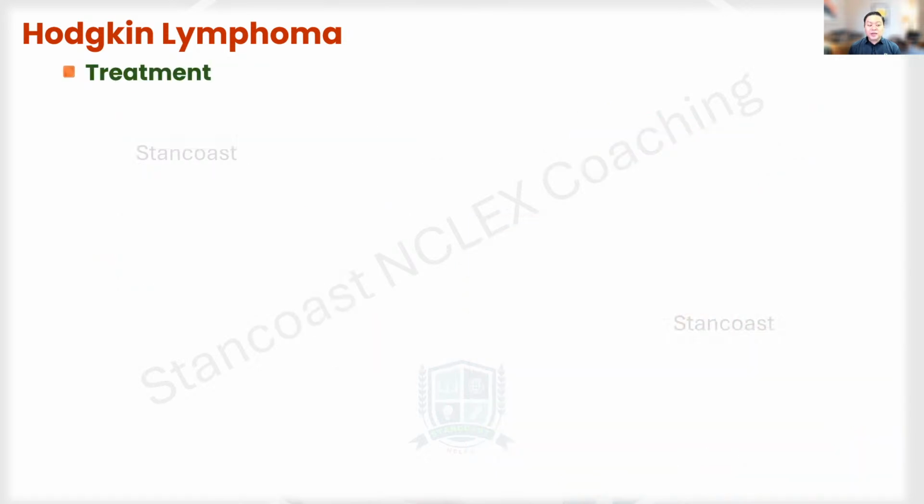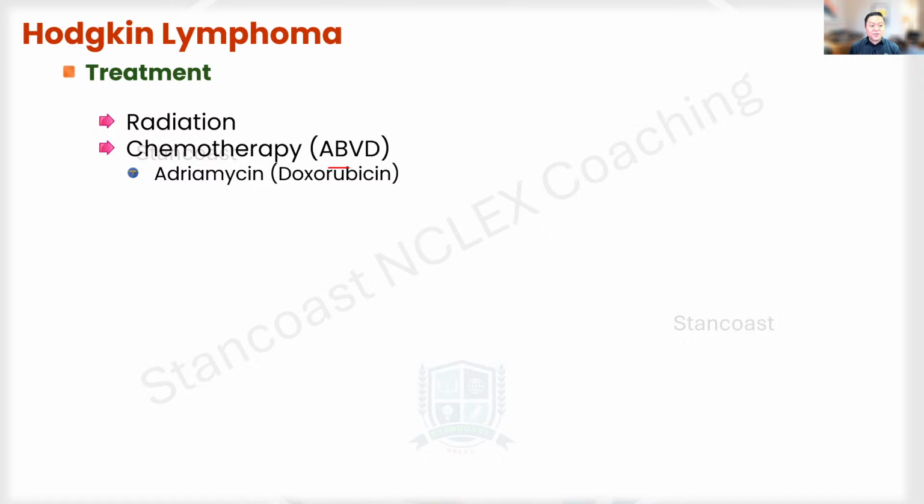Now, we're going to talk about the different treatment modalities for Hodgkin lymphoma. One of those will be radiation, one of the mainstays here, and we also have chemotherapy, which is going to include the ABVD. So what is the ABVD? This will include the following medications.